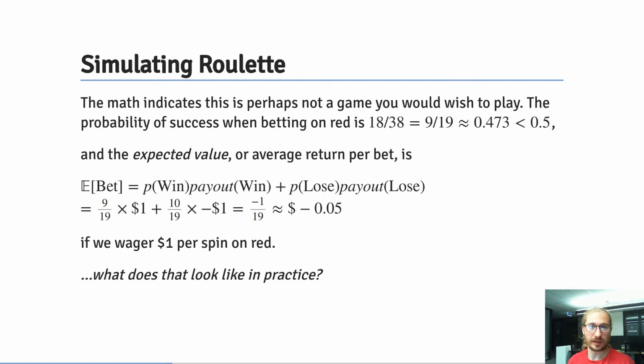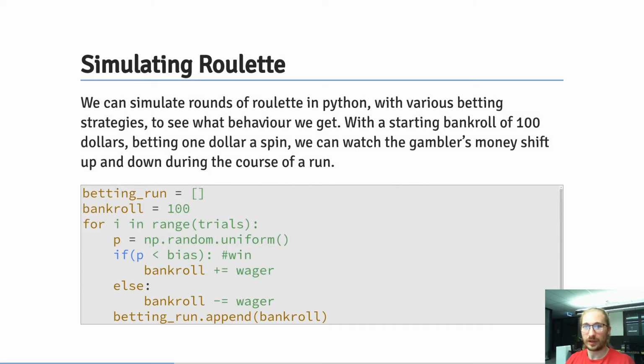Could we actually simulate this and see what it looks like in practice? And of course we can. We can easily write a Python script that basically pretends to be a roulette wheel. We'll start with a bankroll of $100, and we bet $1 a spin, always on red, and then we can watch the gambler's total bankroll shift up and down during the course of a run. So let's have a look at the code here.